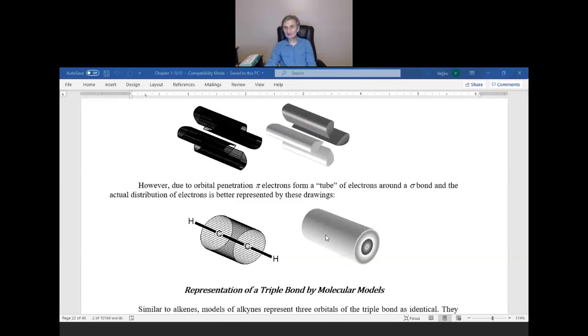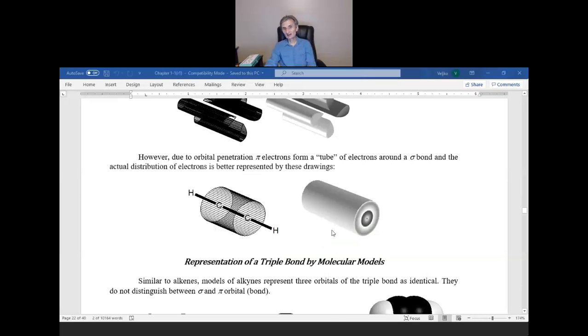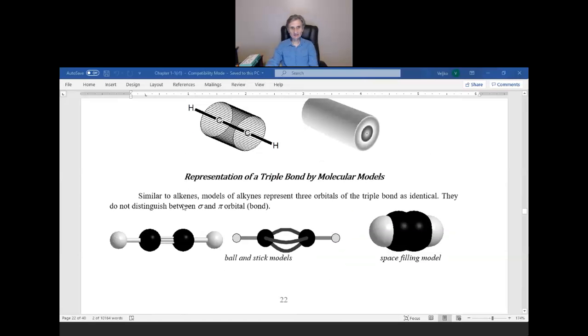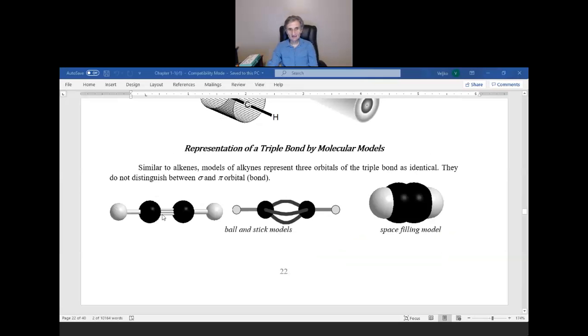And that means that the reagent can approach at any angle and react. And that makes a triple bond much more reactive than a double bond. And here is how we represent a triple bond: either three identical bonds or three banana bonds. And you can see the space filling model shows the actual shape like a sausage.